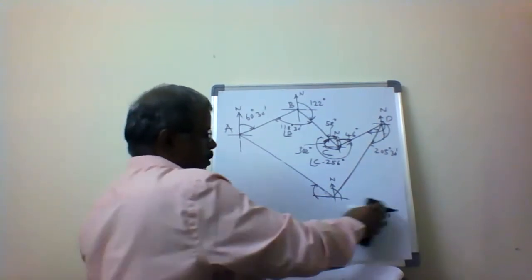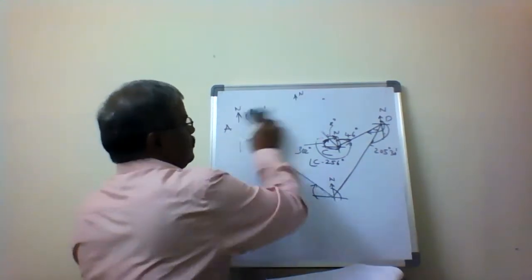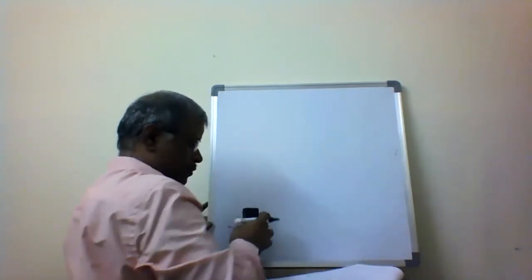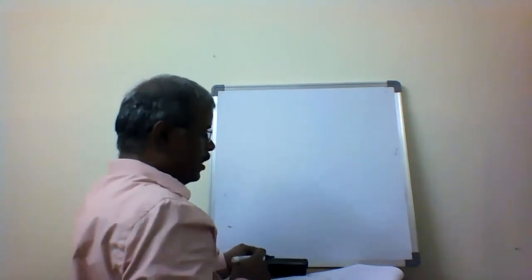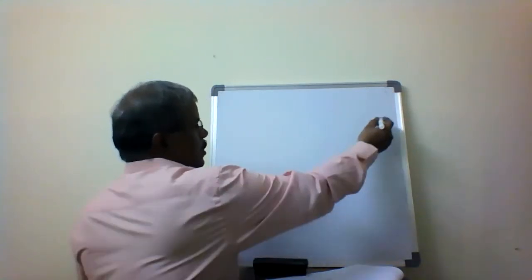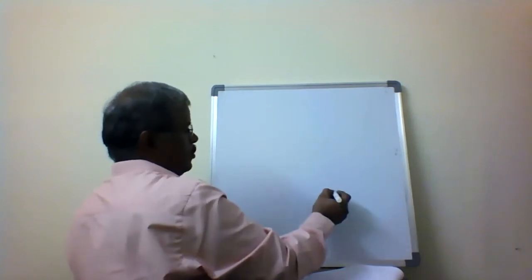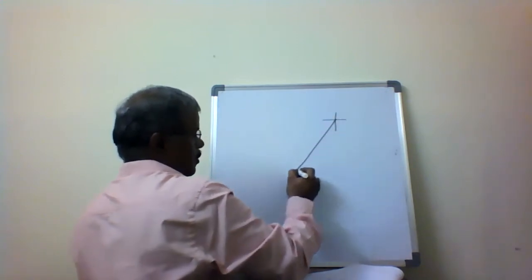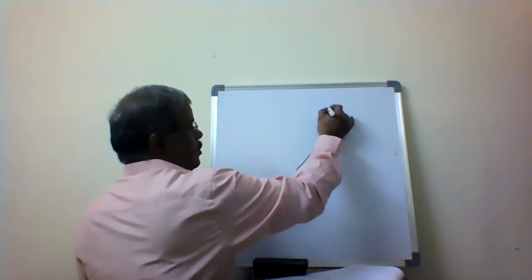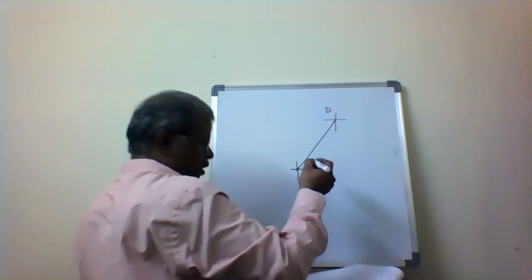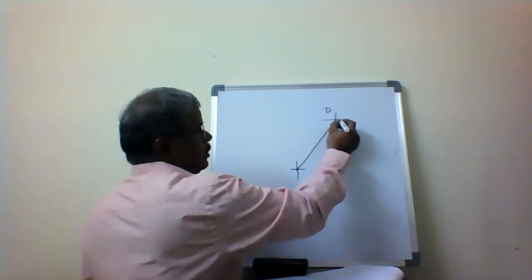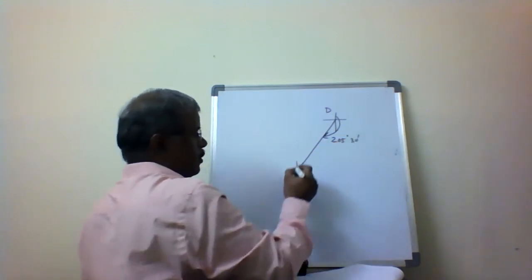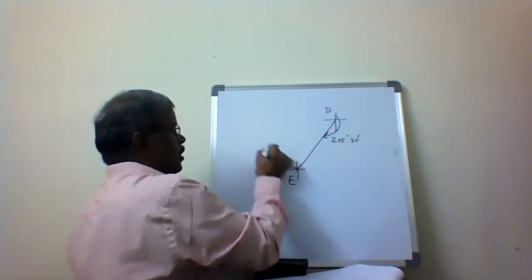Now I am going to come to DE and EA. So this is the diagram. This is D point, DE is 205 degrees 30 minutes, and E point, EA.